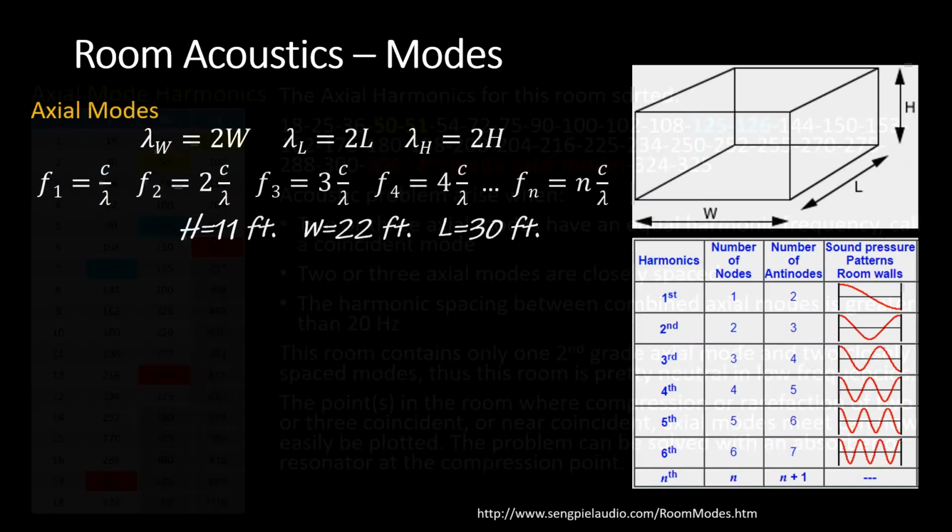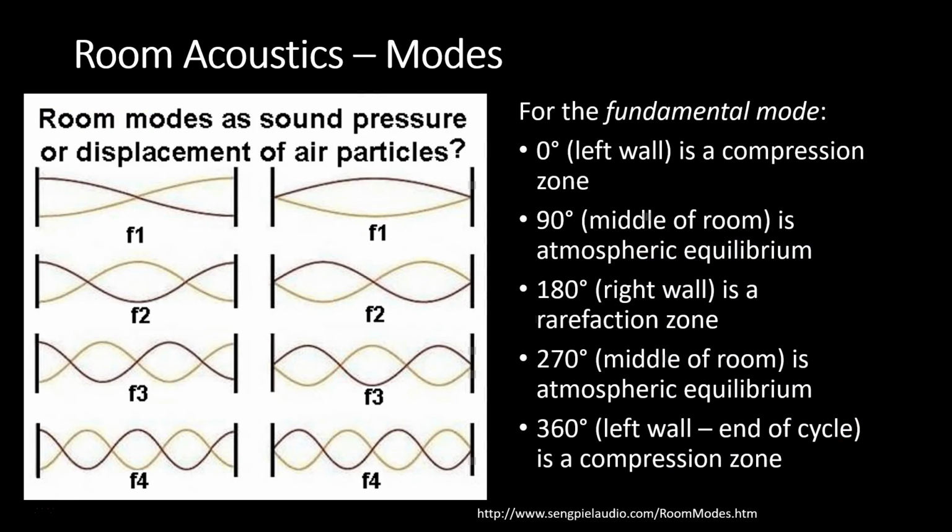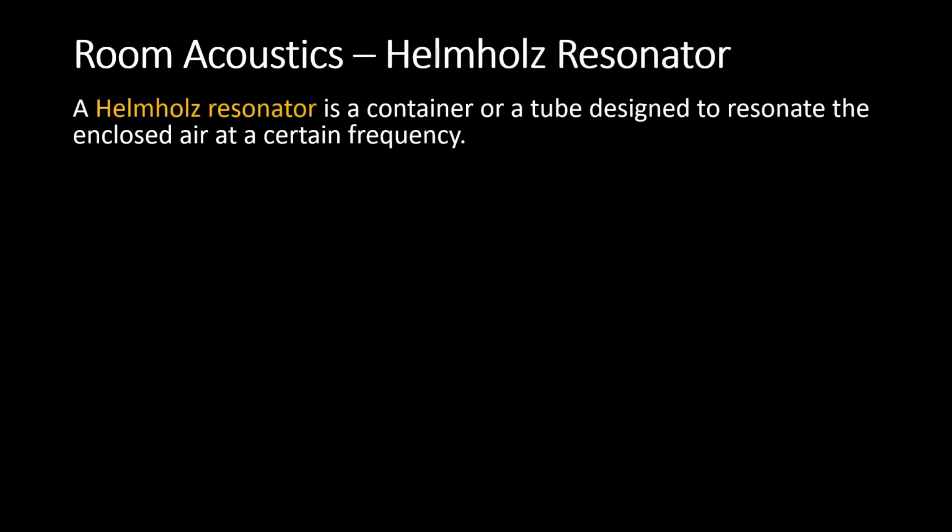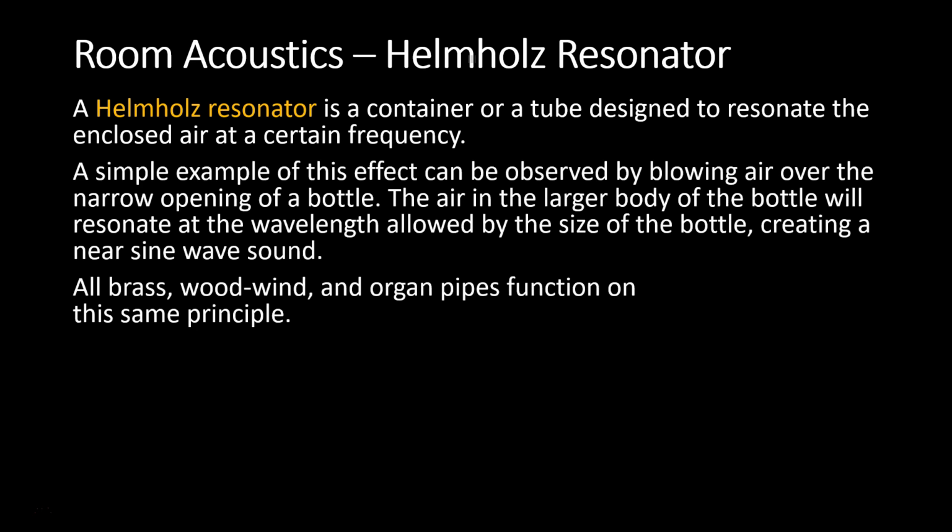Now, going back to the previous slide, if we look at our room, we could place obstacles in the room that could counteract some of these compression zones or rarefaction zones. We will talk about a thing called a Helmholtz resonator. The Helmholtz resonator is a container or a tube designed to resonate the enclosed air at a certain frequency. A simple example of this effect can be observed by blowing air over the narrow opening of a soft drink bottle. The air in the larger body of the bottle will resonate at a specific wavelength based on the size of the bottle. Your brass and woodwind and organ pipes function on the same principle, by blowing air over an opening to make the tube or the cavity resonate.